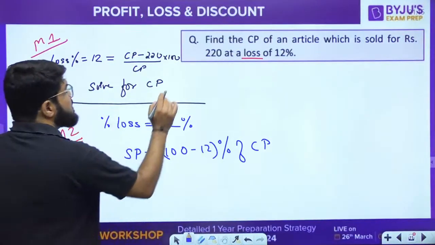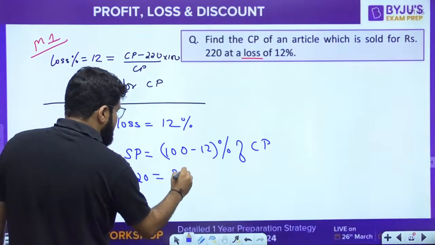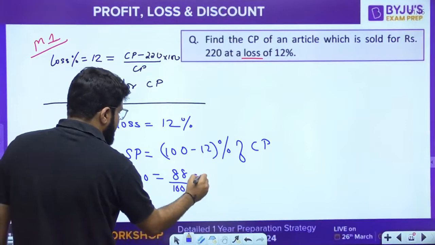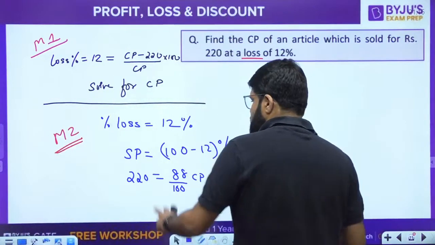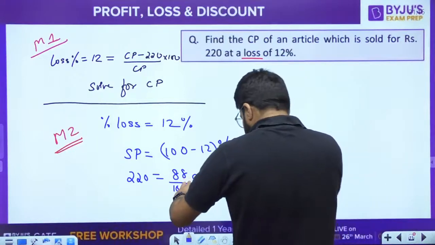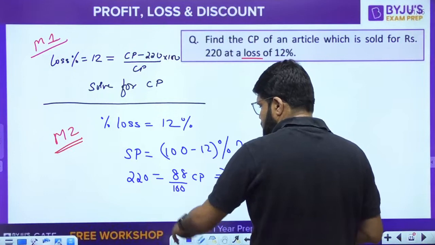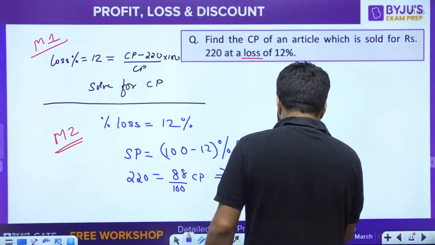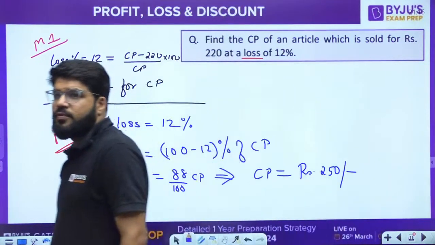Okay, so now the selling price is actually given to me, 220, and that should be 88% of the cost price. Calculate the cost price. What is 88%? 88 by 100 of CP. From here the CP will come out. So 88, and this is cancelled as 4, 10,000, and that is divided by, that will be 4,000 divided by 4, and that is rupees 250. So the cost price is rupees 250.